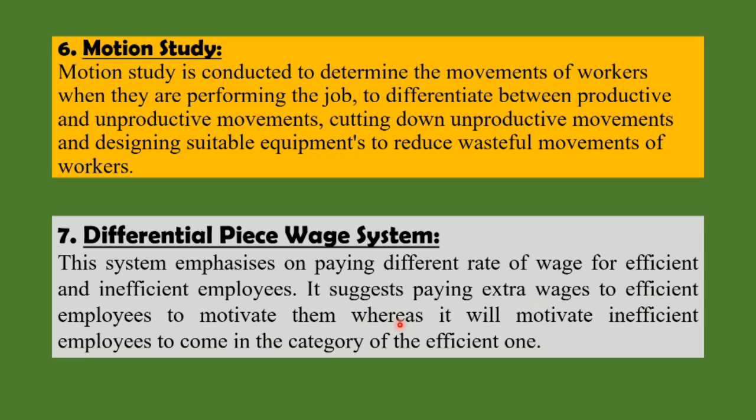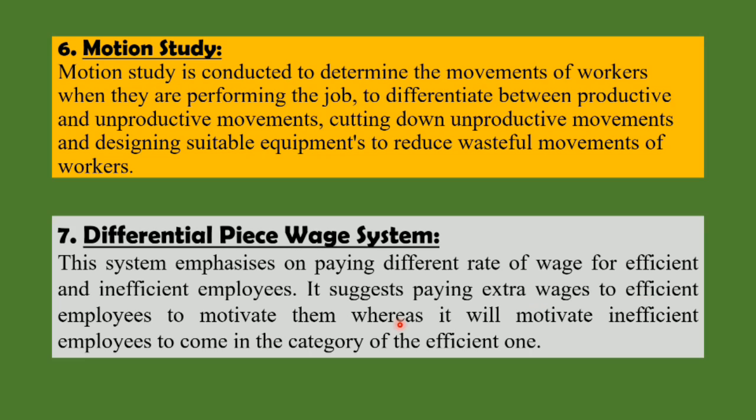Okay, so to adopt the differential wage system, Taylor suggested that the company must fix a standard rate of wage for workers producing standard output or their target. The workers who produce more than the standard target must be paid a higher rate of wage, and those who are producing less than the standard output must be paid a rate less than the standard rate. So this is what your differential piece wage system says.